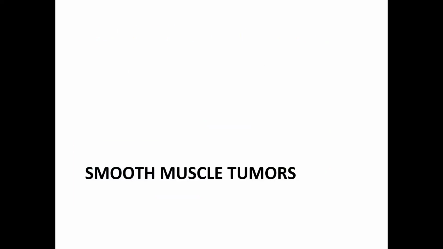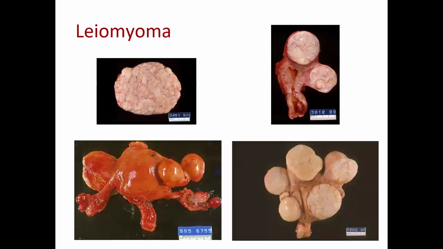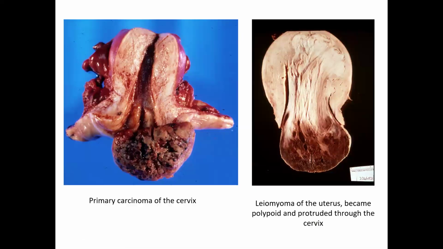Let us start with the smooth muscle tumors. From the beginning, leiomyomas, we all have seen them. You've seen one, you've seen them all. They can come in all sorts of locations. I'm not going to waste your time with that. Some of them may even be protruding through the cervix, and then you need to differentiate them from a primary cervical mass.